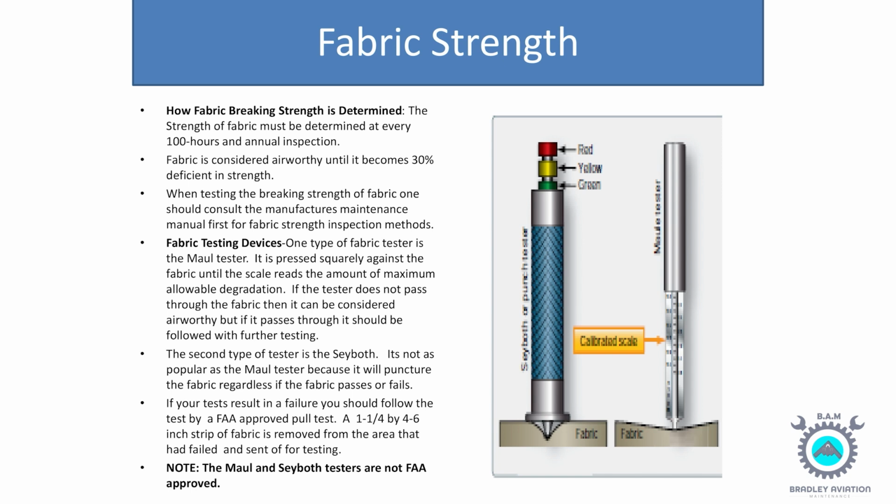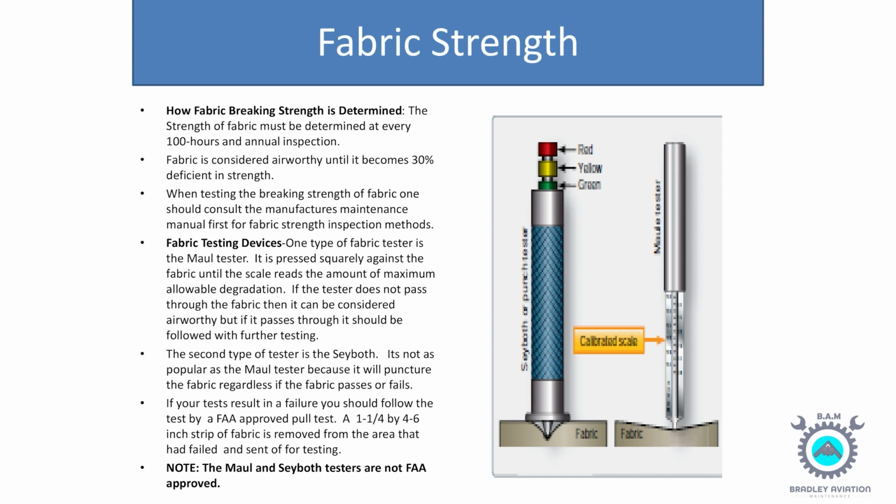Fabric testing device: one type of fabric tester is the Maule tester. It is pressed squarely against the fabric until the scale reads the amount of maximum allowable degradation. If the tester does not pass through the fabric, then it can be considered airworthy, but if it passes through, it should be followed with further testing.